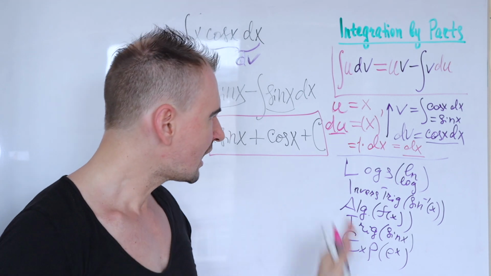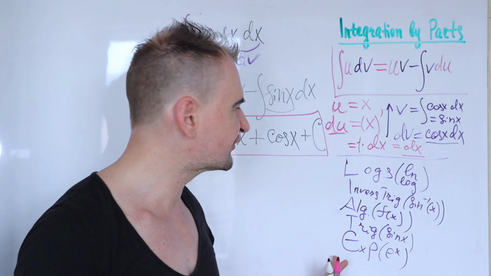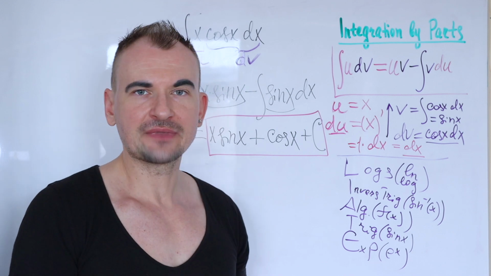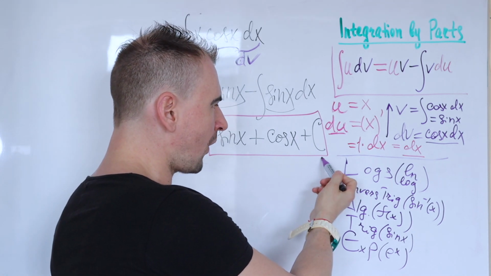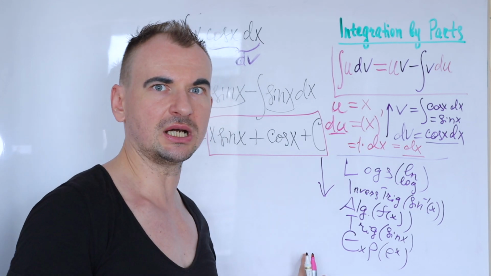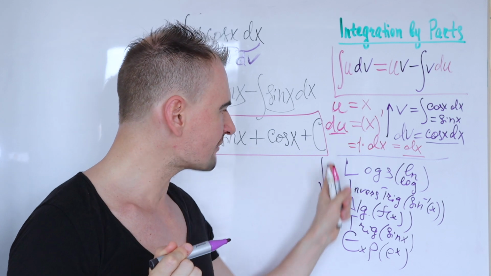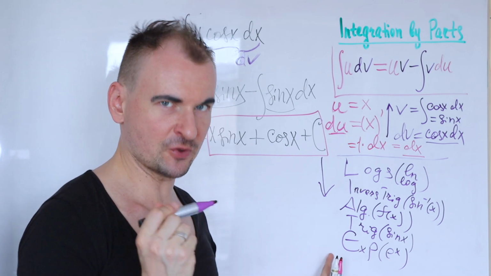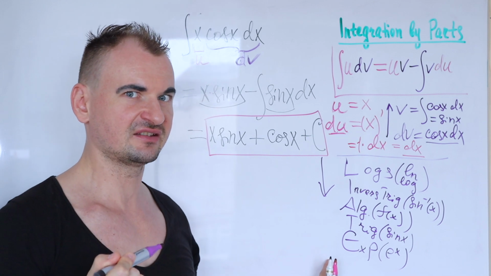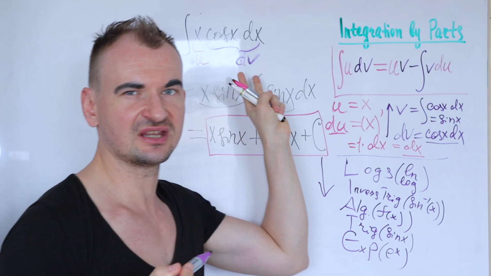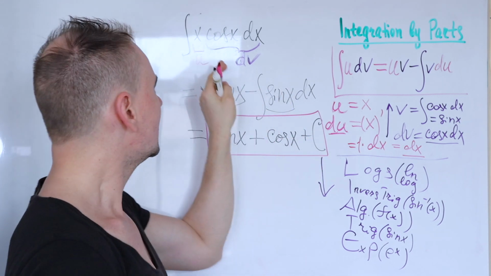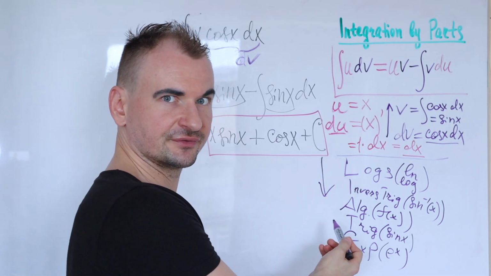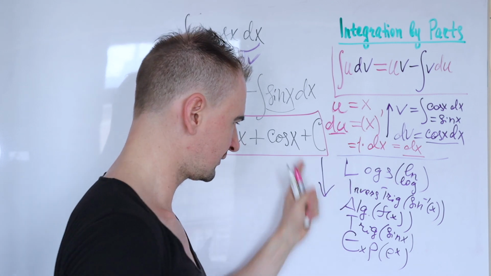Now, how to use this LIATE. So you start from the top and you go down. You go down and you pick your u, whatever comes first in this order, in this direction. So whatever comes first, you pick as u. Whatever comes second, you pick as the rest, the leftover, dv. Now let's put it to the test. So your x is algebraic, if you go in that direction from top to bottom.